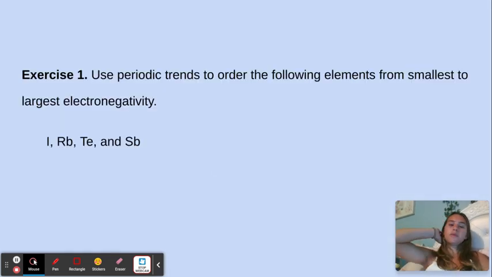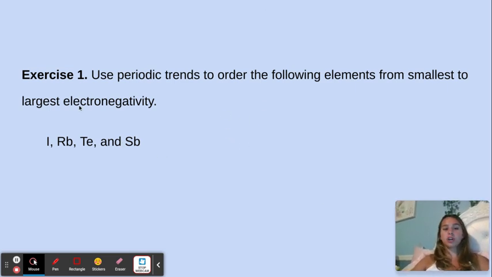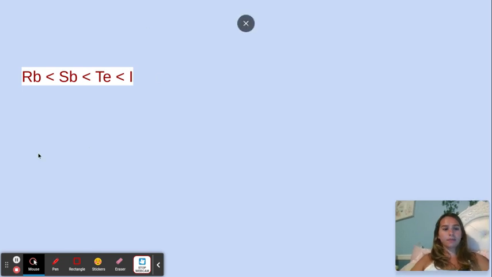So, just a few exercises you can do to practice your knowledge on electronegativity. The first being just an easy one: ordering the following elements from smallest to largest electronegativity. And you just want to use your periodic table for that. So, you can pause the video or take a second just to get your periodic table and look at that. And the answer is right here.